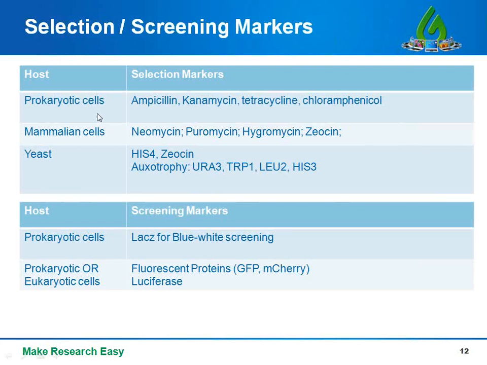Okay, so the next component that we'll look at are selection markers or screening markers. Antibiotics are typically used to select for cells that carry your expression vector because your expression vector will contain a gene that confers resistance to the antibiotic. Different antibiotics have different mechanisms of action, which will determine which types of cells are susceptible to being killed by that antibiotic. A few antibiotics commonly used in the lab are listed here.